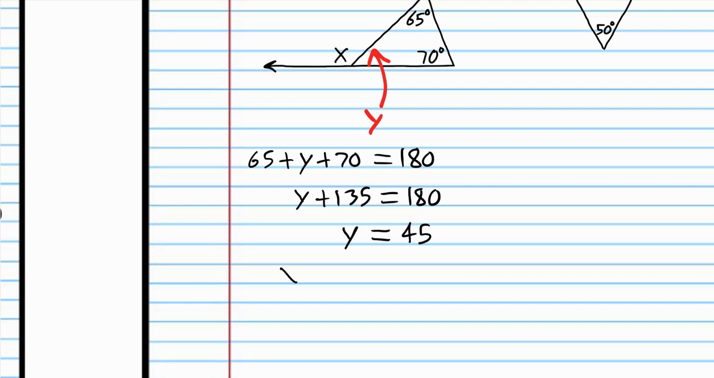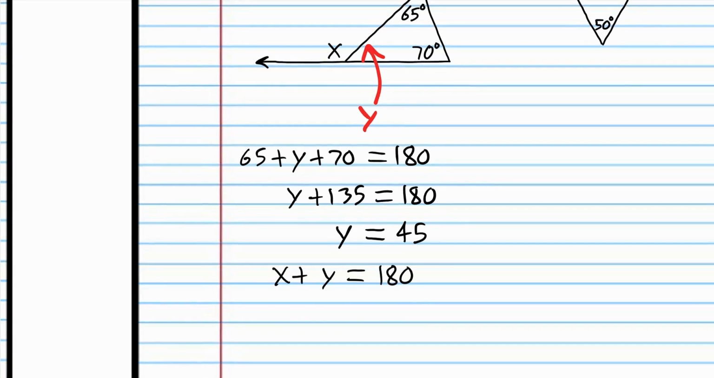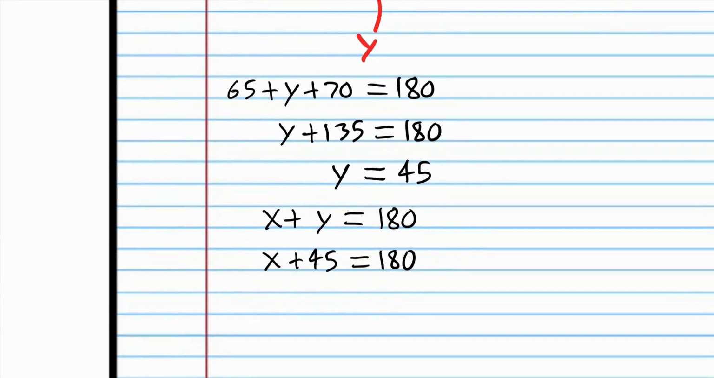So what that means is that x plus y has to be 180 degrees, because if two angles form a linear pair, then they're supplementary by the linear pair postulate. But if they're supplementary, by definition, they add up to 180. That's what supplementary means. Now we discovered that y is equal to 45, and so now we just subtract 45 from both sides and we get 135. So x is equal to 135 degrees.